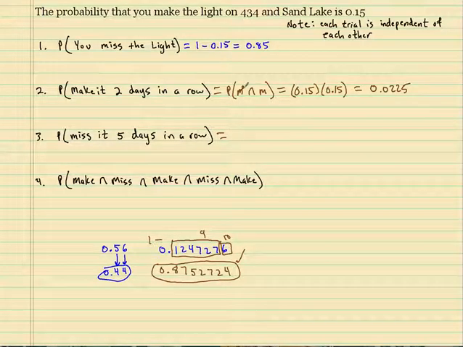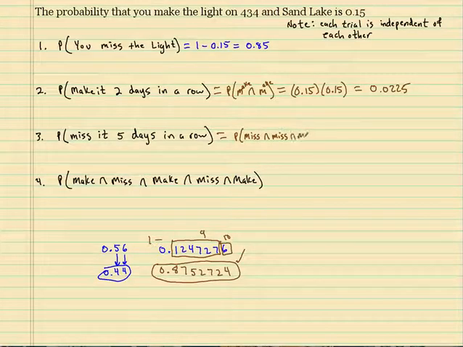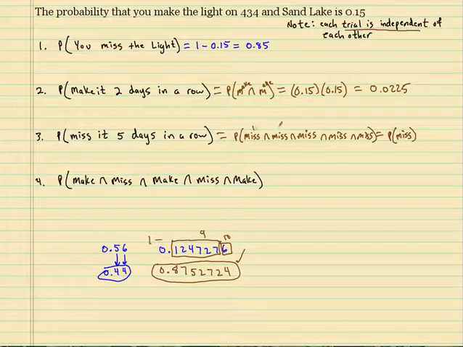Okay, so this was actually, I don't want to get my M's mixed up. That's make. So this is the probability that you miss the first day and miss the second day and miss the third day and miss the fourth day and miss the fifth day. The probability you miss them all. Okay, since we know each trial is independent, we can multiply all these. So this is going to be the probability that you miss. How many misses do I have? 1, 2, 3, 4, 5.